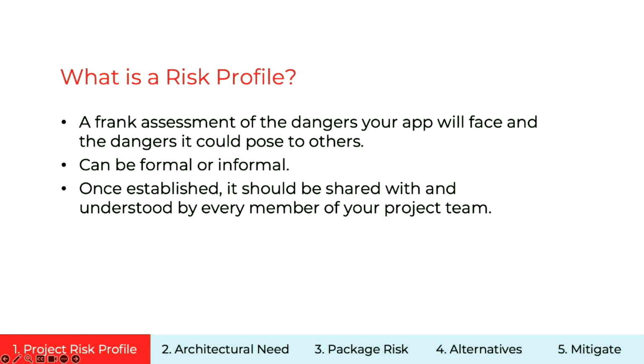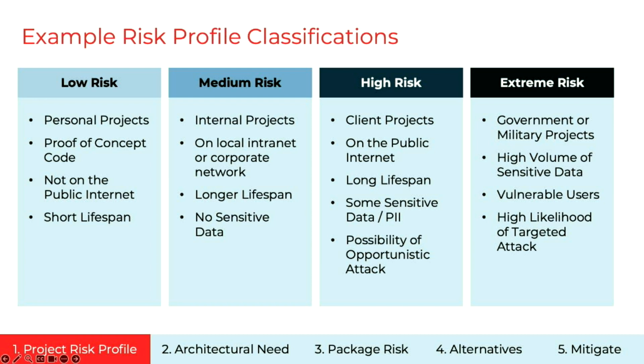The most important thing is that once you establish your risk profile, you should be sharing it with everybody on your team. Everyone on your team needs to have a firm understanding of this. So here's some examples of where projects can fit on a risk continuum. These are just some categories that I've dreamed up, nothing official, but just a starting point for how to think about risk. So a low risk project might be a personal project, some proof of concept code, something that's not on the public internet, but something that has a short lifespan. So something you're not going to be supporting super long term.